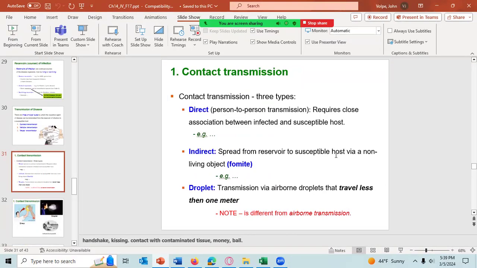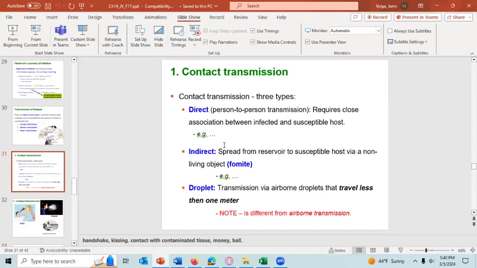In contact transmission, there are three types. There's direct person-to-person transmission, indirect, and then droplet transmission. We'll talk about that in a minute. Direct person-to-person requires close association between the infected individual and the susceptible host. For example, a handshake is direct contact transmission. Kissing is another example of direct contact transmission.